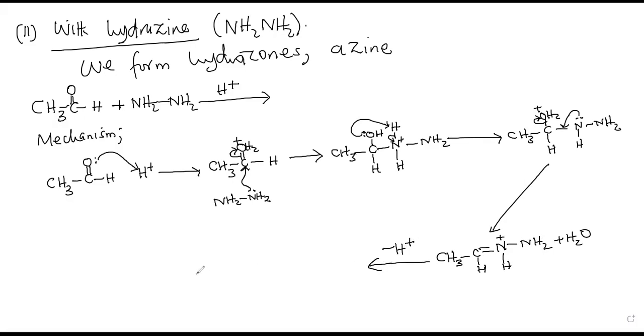So in this case, by losing hydrogen, we shall form our final product, CH3, CH, double bond N, because hydrogen has been lost, has stabilized this. So we shall have NH2 as our final product. So we have CH3, CH, double bond N, NH2. So that is what we call a hydrazone.